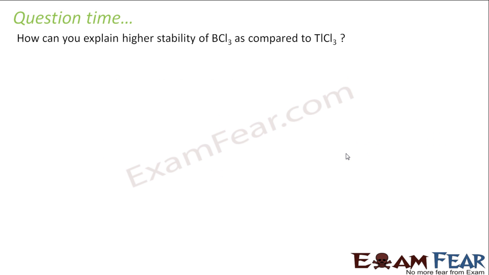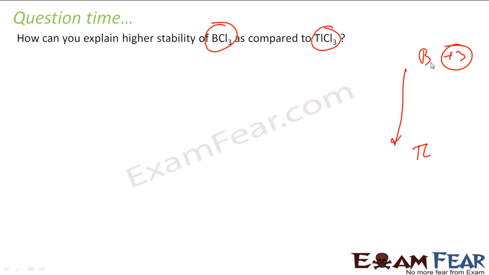Let's take some questions now. The first question says, how to explain the higher stability of boron chloride over TlCl3? If you see, thallium and boron belong to the same group, right? And going down the group, boron has +3 oxidation state as maximum, while thallium has +1. Why?